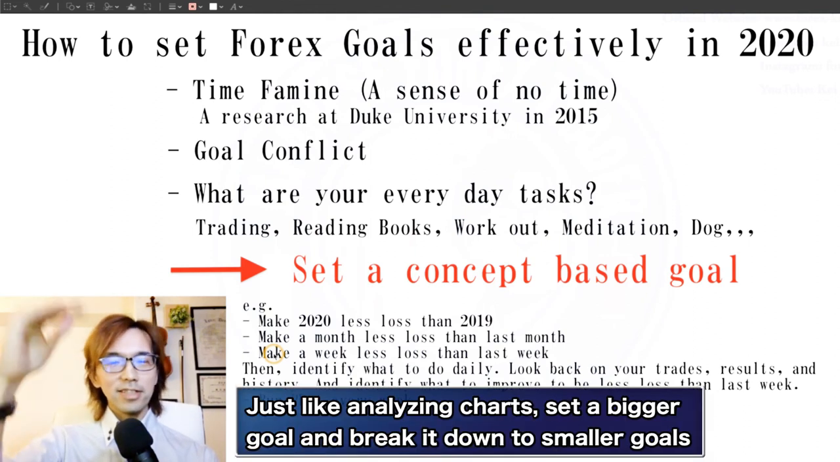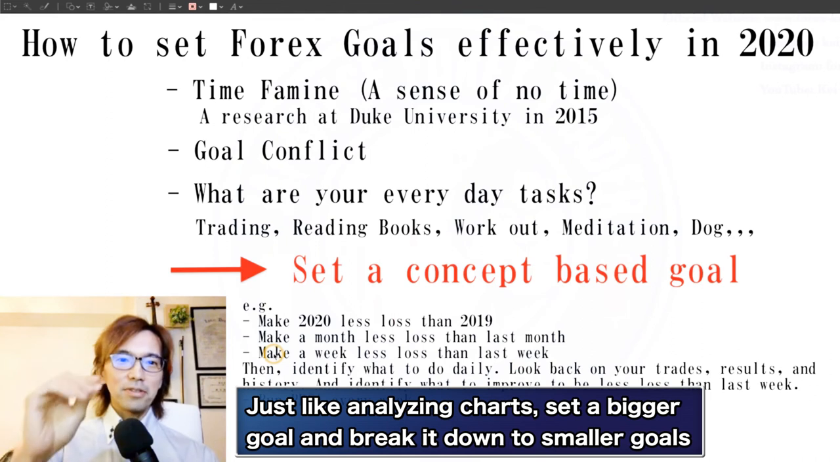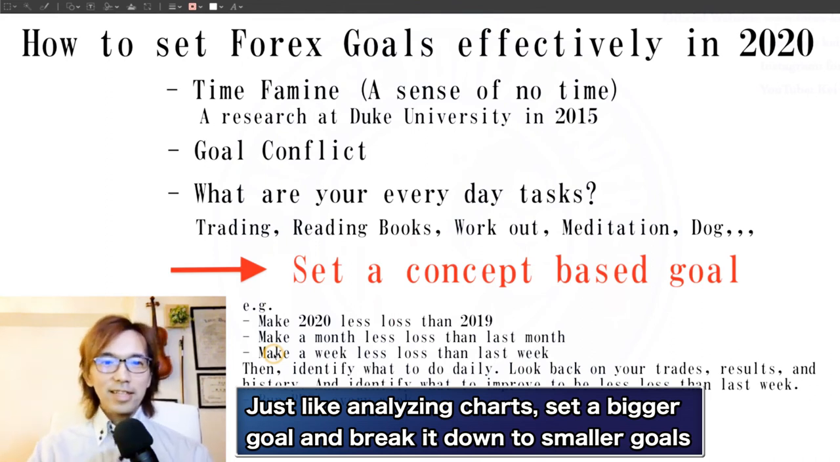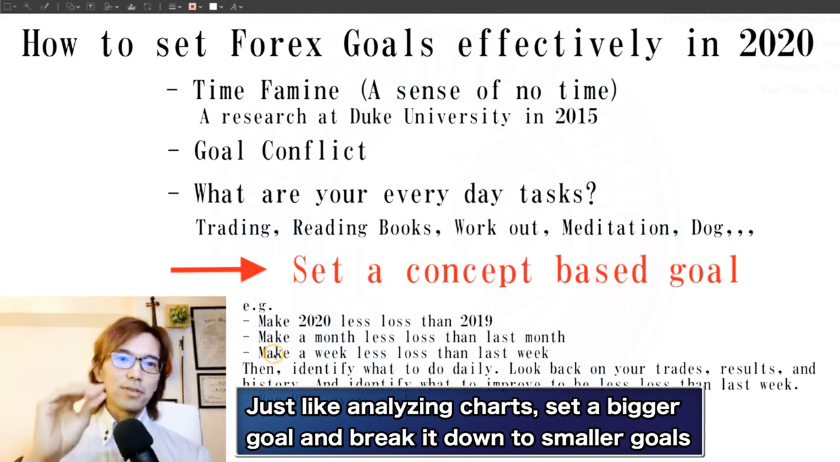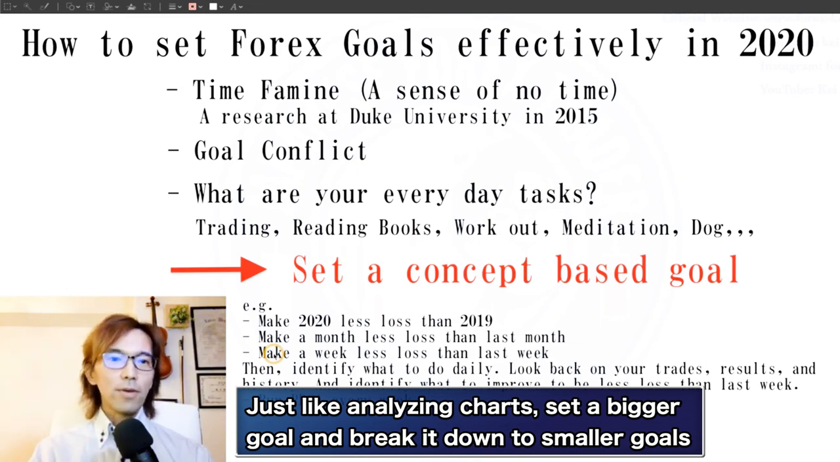It's like analyzing a chart, right? You always have to go from the bigger chart and break it down to the smaller time frame. So like the analysis on the chart, you can break down those goals from the bigger picture to the smaller. After you set the goal of the week, then you identify what to do daily. For example, maybe you can look back on your daily trading results and history, and identify what to improve to have less loss than last week, right?